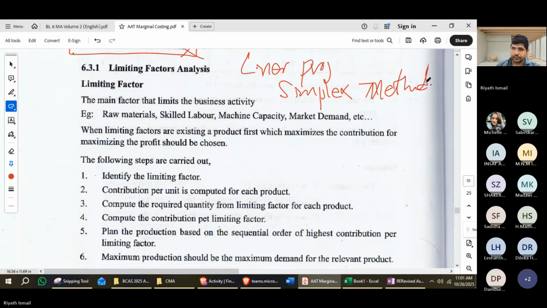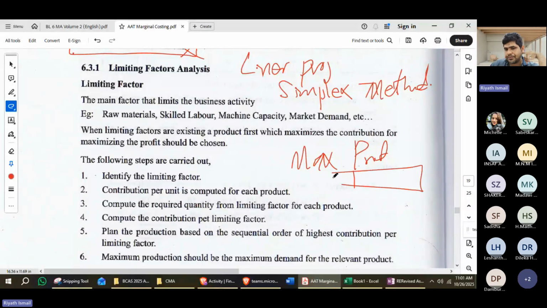Okay. So limiting factor, right? Companies always try to maximize their profit. But to maximize the profit, there is huge demand, right? You may have huge demand.